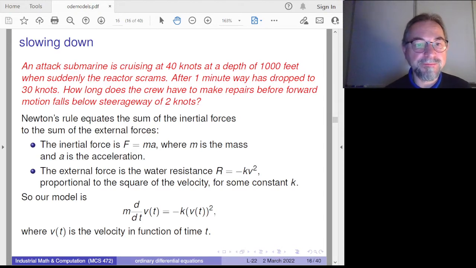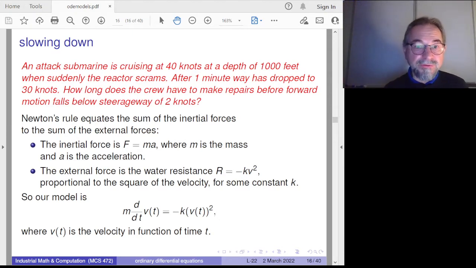Okay, first the equation. We will apply Newton's rule, stating that the sum of all the inertial forces must equal the sum of all the external forces. Here in this model we have only one inertial force, that's the mass times the acceleration. And here we are interested in velocity, so it's important that we find immediately the right function that we want to solve for. We want to know something about velocity.